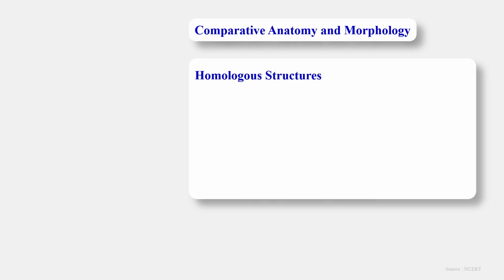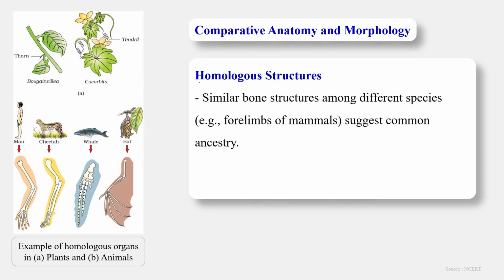Now let's compare anatomy and morphology. One term is known as homologous structure, another one is analogous structure. Homologous structure means a similar origin or similar bone structure among different species, like the structure of the forelimbs of man, cheetah, whale, and bat. They all belong to mammals. The structure is the same, but their work is different.